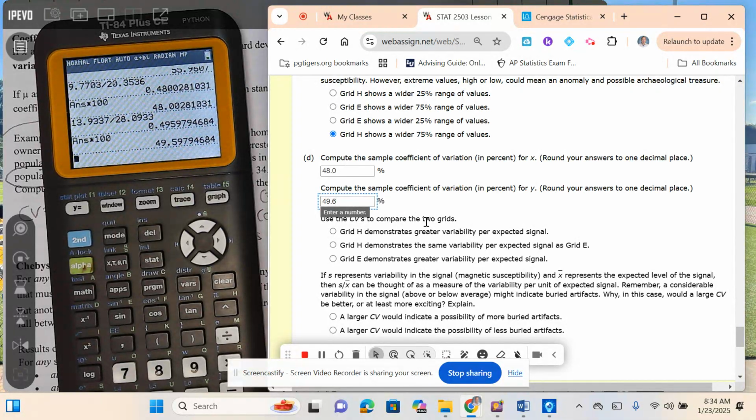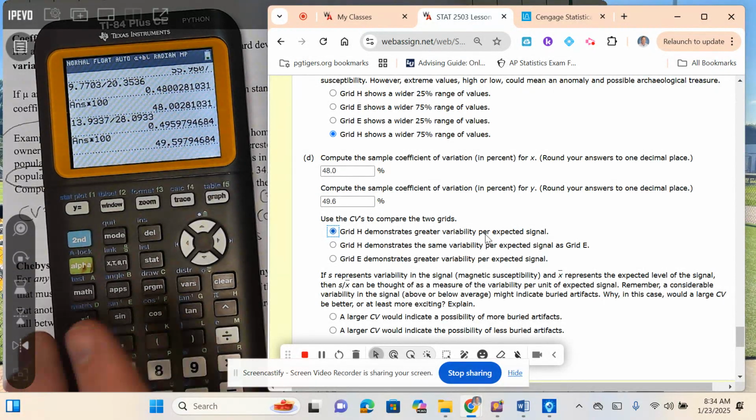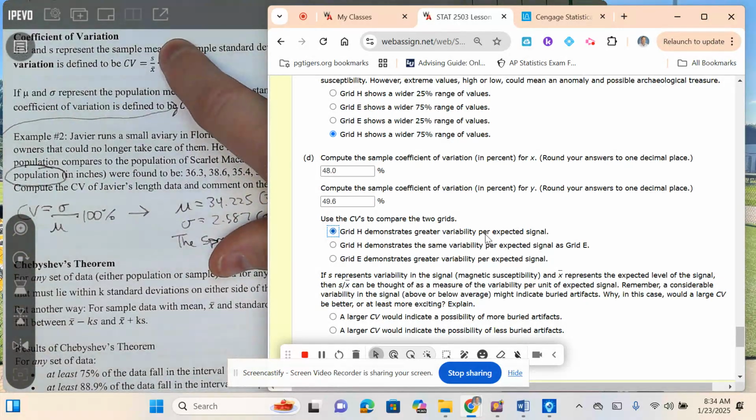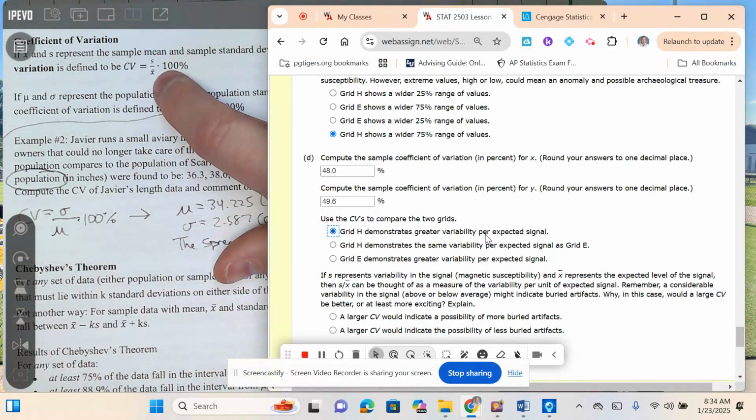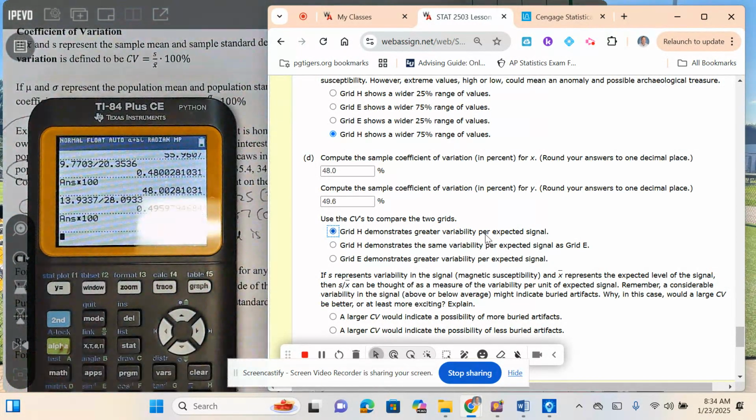So the coefficient to compare the two grids. Which one has a greater variability? So what you're going to do is compare which one is greater, the X or the Y. The Y is greater, and the Y represents grid H. So grid H has greater variability per expected signal. Per is a division, so variability, like spread, per expected, the mean's the expected value, per expected signal. So grid H has a greater percentage there. Okay.